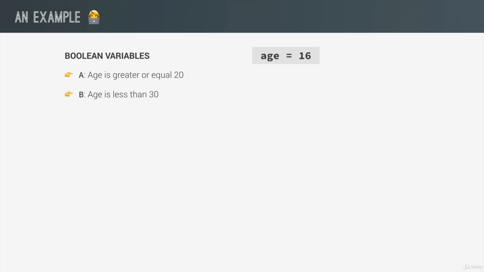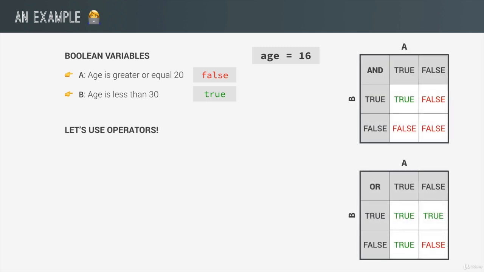So if age is 16, then age is greater or equal to 20 must be false, right? And of course it is. And age is less than 30 is true, because 16 obviously is less than 30. Okay? So that's the baseline basically. And now we will start to combine these variables A and B using some logical operators. So the first exercise is the NOT operator.